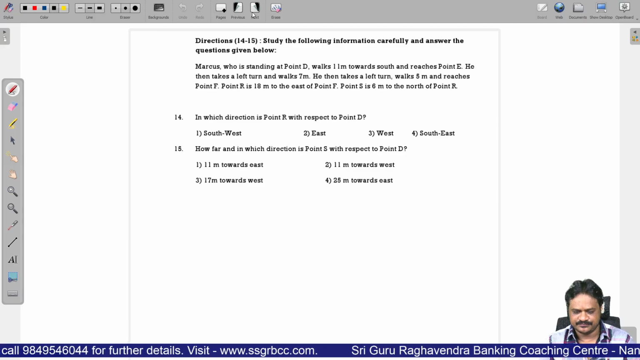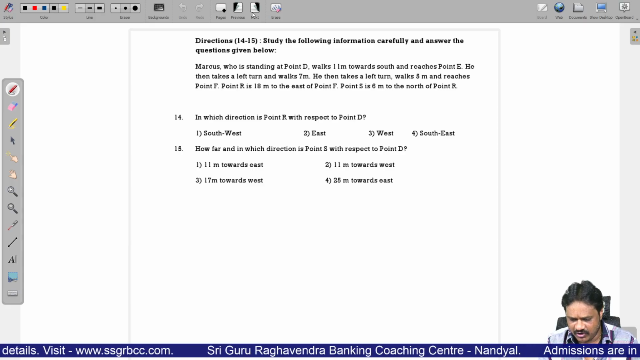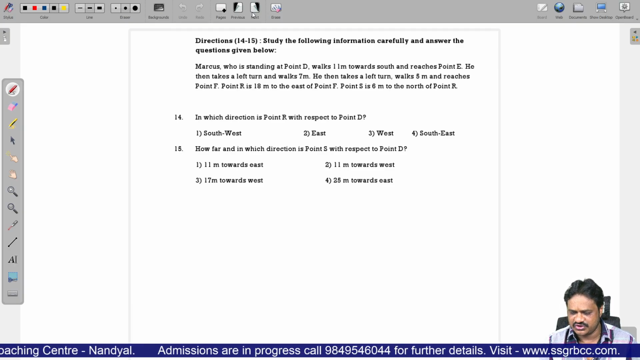Next one. 14 to 15. Marcus, who is standing at point D, walks 11 meters to the south and reaches point E. He then takes a left turn, walks 7 meters. He then takes the left turn, walks 5 meters and reaches F. R is 18 meters to the east of F. S is 6 meters to the north of R.